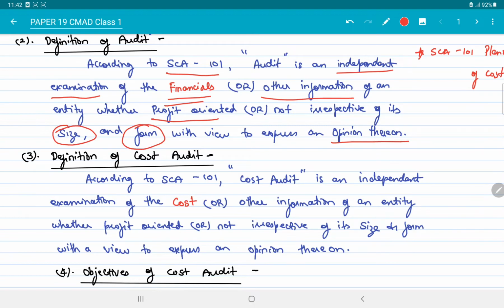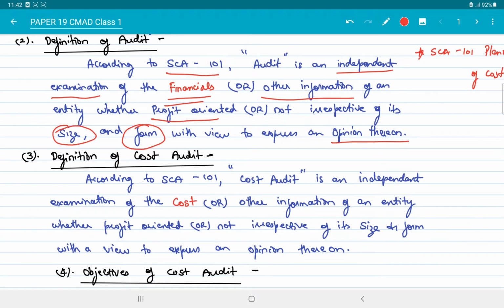So, audit is an independent examination. It is a review of financials. Financials means balance sheet, P&L account, cost statement, and other information also of an entity. And that entity need not be profit oriented.